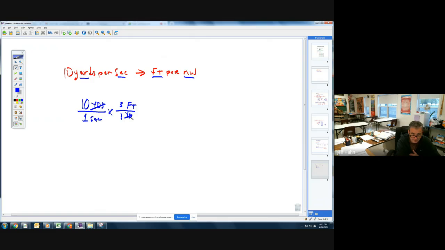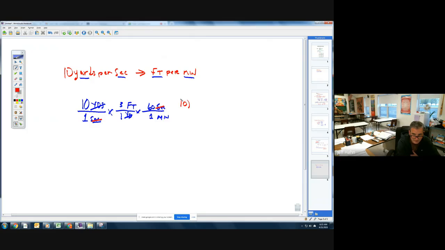Now I need to convert my seconds. Since seconds is on the bottom here, it will have to go on top there. I am changing seconds into minutes, so minutes goes on the bottom. There are 60 seconds in 1 minute. And then boom, that crosses off my label second. So now the 2 labels that are left are what I want, feet per minute. I just have to do the math.